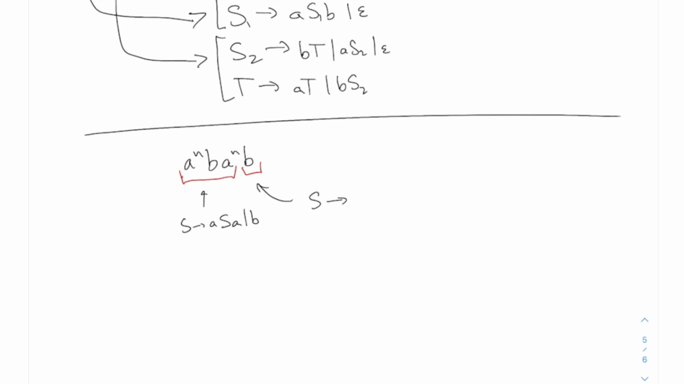Can you give me a grammar which just gives you b? Yes, S goes to B. Okay, great. So that means my final answer is, when I concatenate those two things, S goes to S1 S2. S1 goes to A S1 A, or B. S2 goes to B. All right?